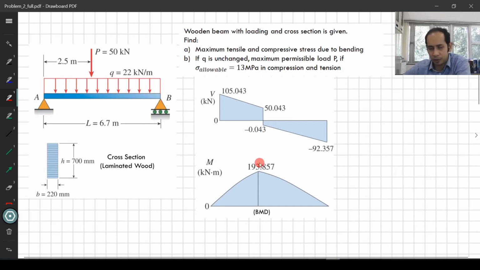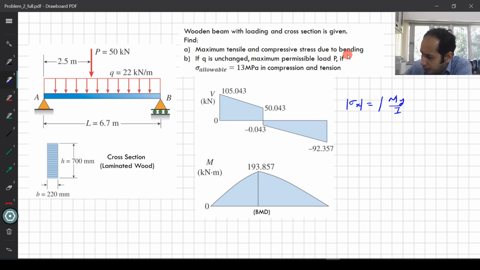We are primarily interested in the bending moment diagram because we are dealing with the problem of bending over here. So let's revisit the question. It asks for the maximum tensile and the maximum compressive stress due to bending. From our fundamental relationship, let me again write with the modulus sign, sigma x is fundamentally equal to My by I, right?